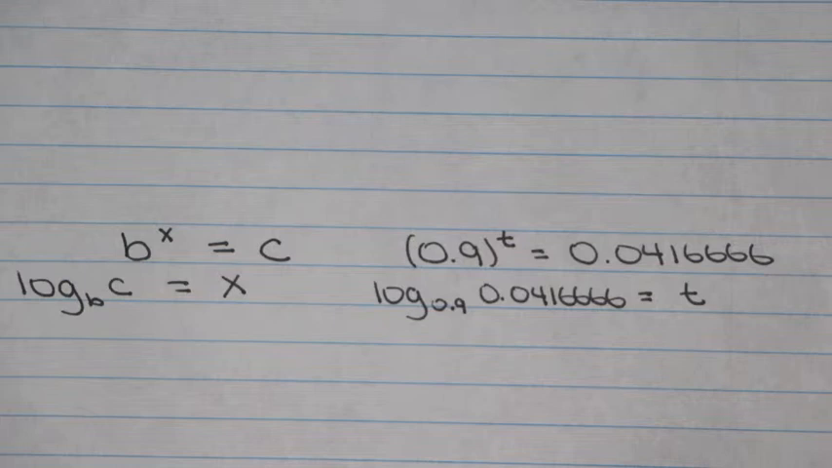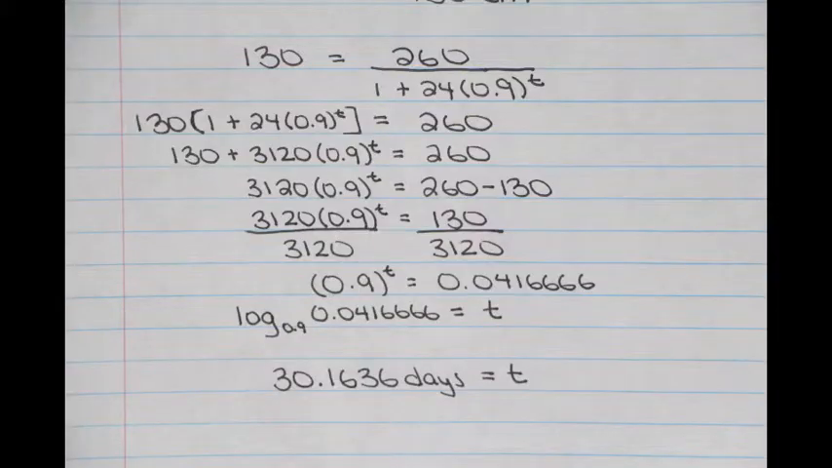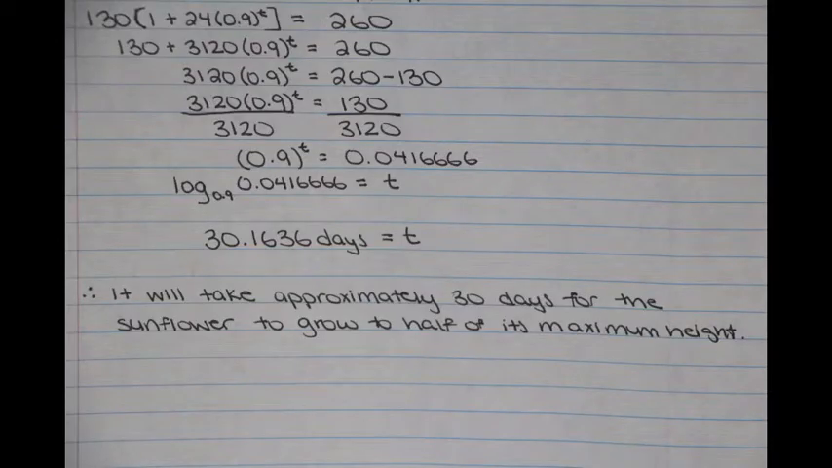To plug log base 0.9 of 0.416666 into your calculator, type log 0.416666 divided by log 0.9. The answer is 30.1636 days. Be sure to conclude with a sentence like, "Therefore, it will take approximately 30 days for the sunflower to grow to half of its maximum height."